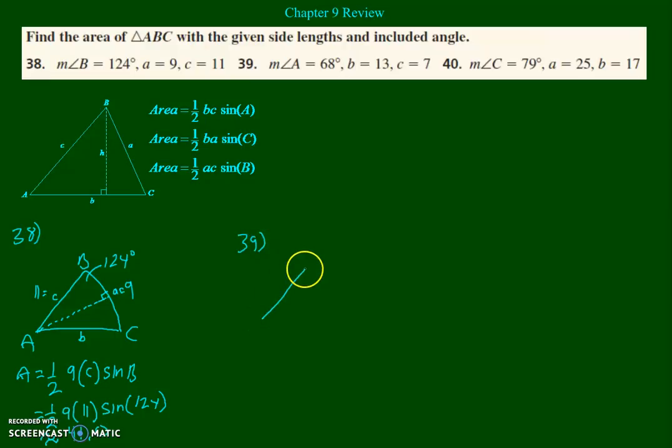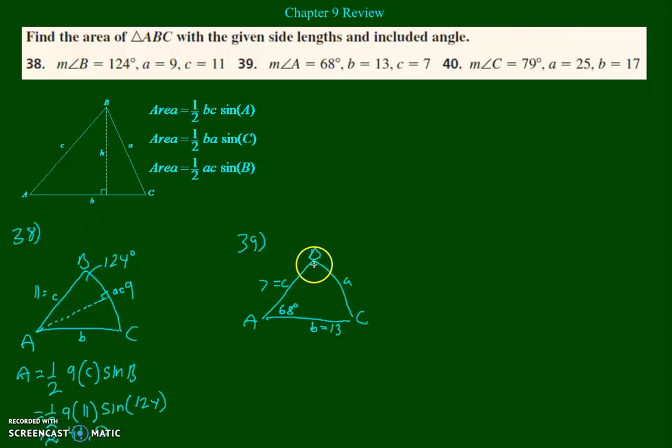And again, I'm going to draw just a general triangle, A, B, C. And our labels: angle A is 68, so this is 68 degrees. B is 13, and C is 7.